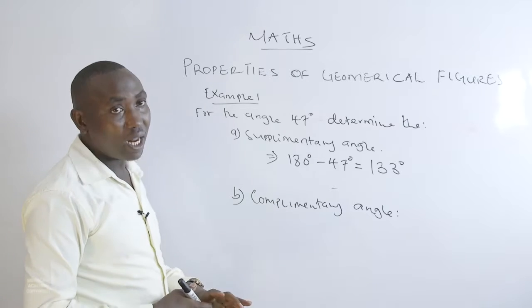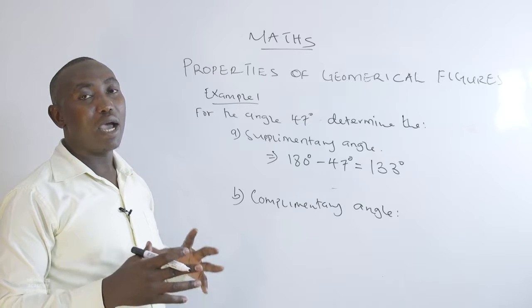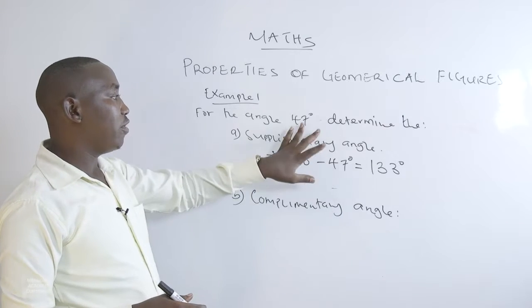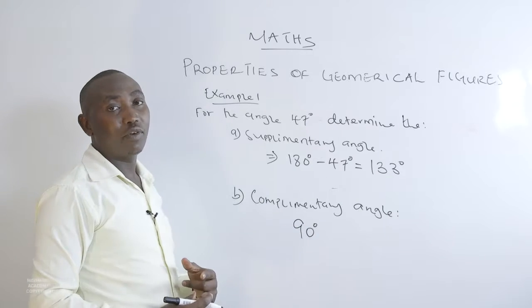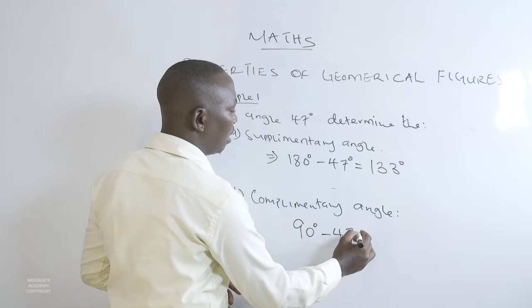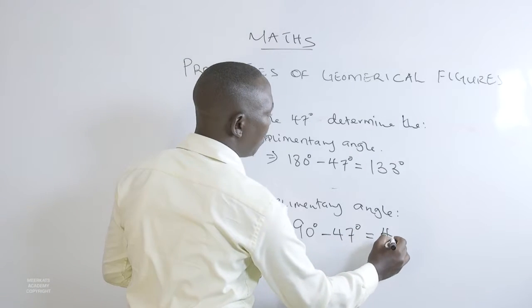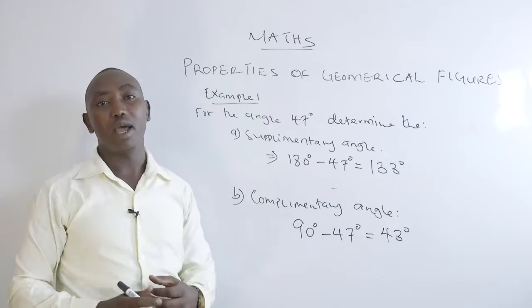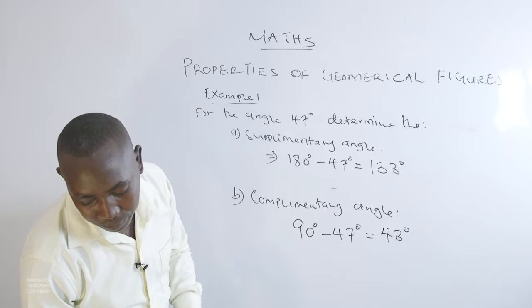Then for complementary angles, we say that these are angles which measure or add up to 90 degrees, or right angles. And therefore, if already you have 47, that means for you to get the other angle, you subtract 47 from 90 degrees, and this will leave you with 43 degrees. So when you take 43 degrees plus 47 degrees, you end up with 90 degrees, which is a right angle.